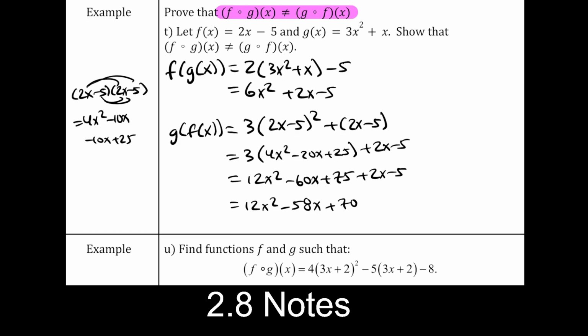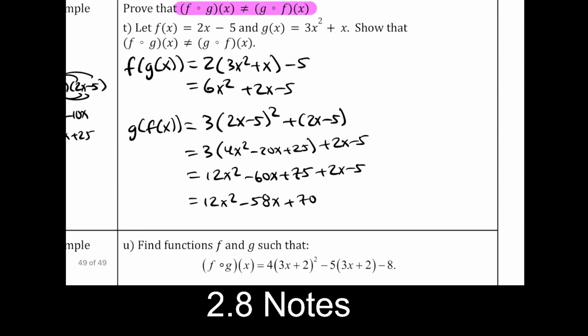Which, of course, is obnoxious, right? Super, super not clean. But are these things the same? Absolutely not. These are not the same. So we have just shown that f of g of x is not the same thing as g of f of x. Those are different, okay? We're not sure why yet or how, but we know they're different.